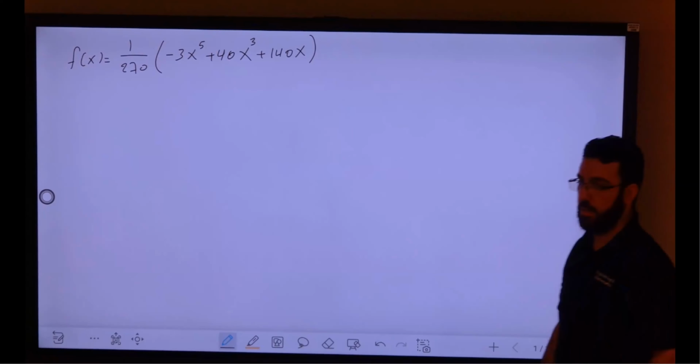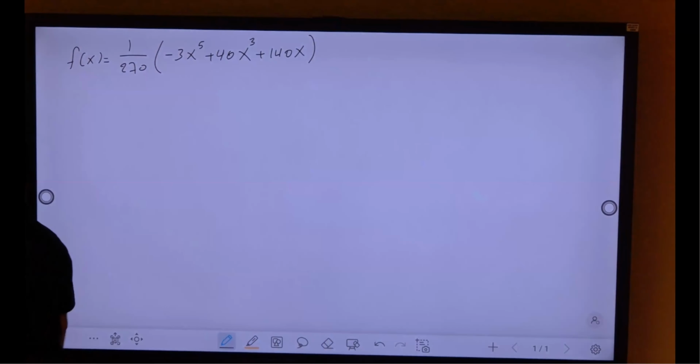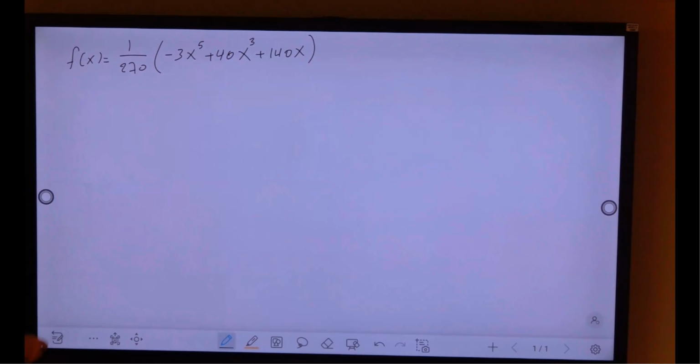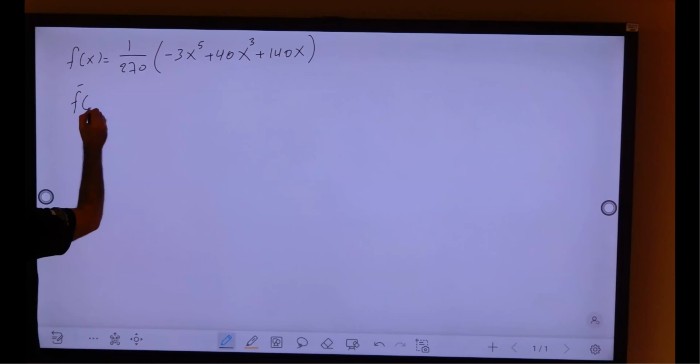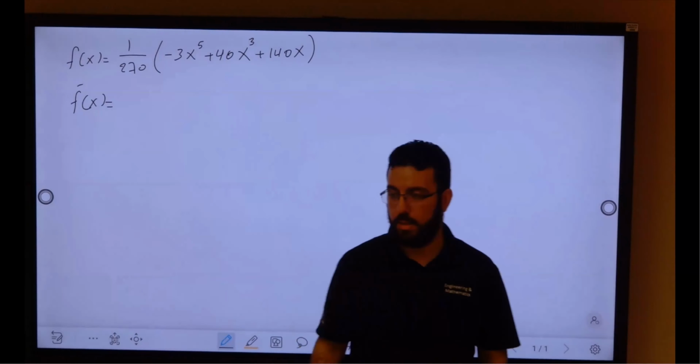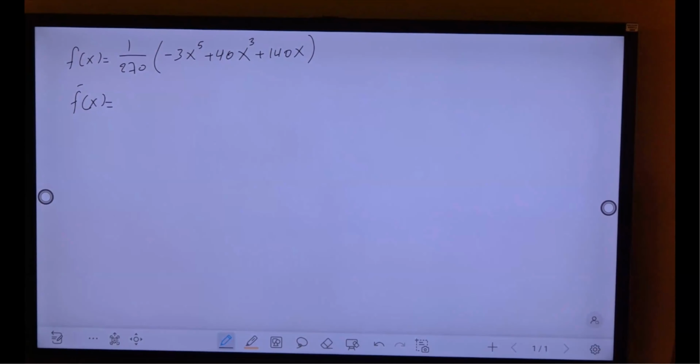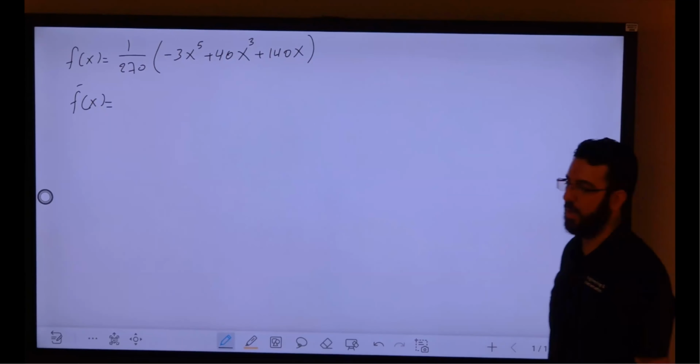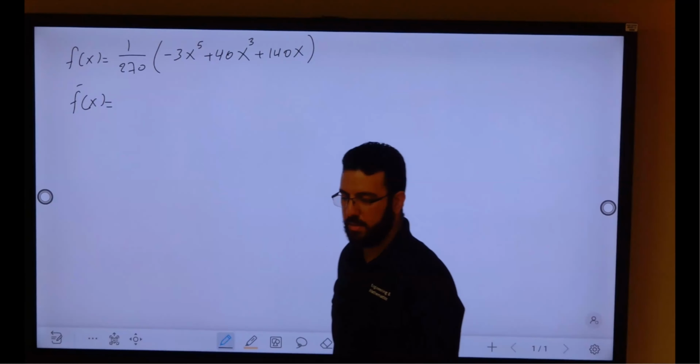Good. How are we going to solve this one? Find the first derivative. I'm going to find the first derivative. No, don't do that. Make it easier.